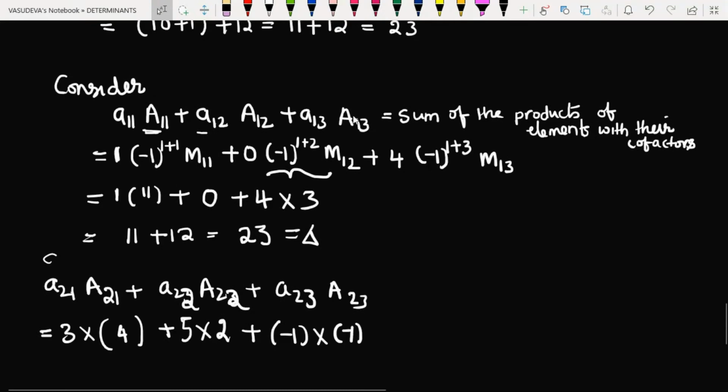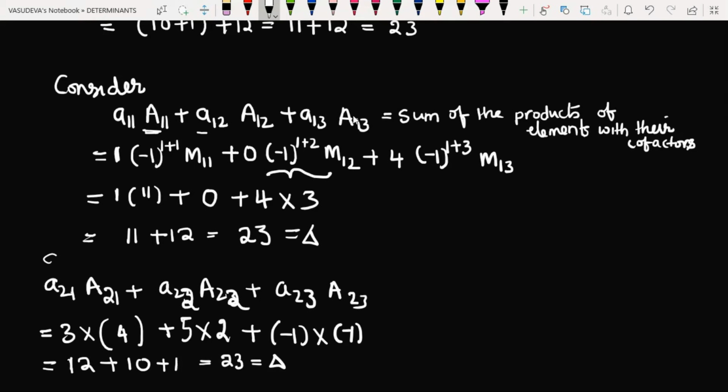Here we have taken the second row. In the first case we took the first row, and here we have taken the second row. So 3 into 4 is 12, and 5 into 2 is 10, and minus 1 into minus 1 is plus 1. So this is also 23, the value of the determinant.